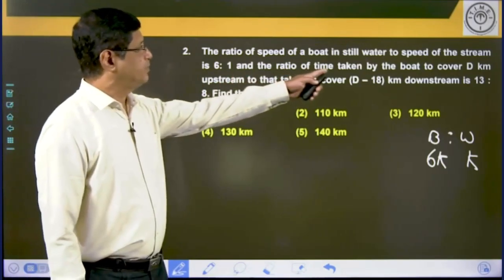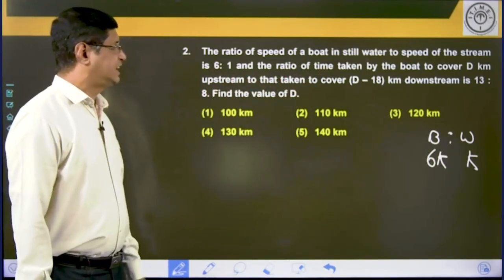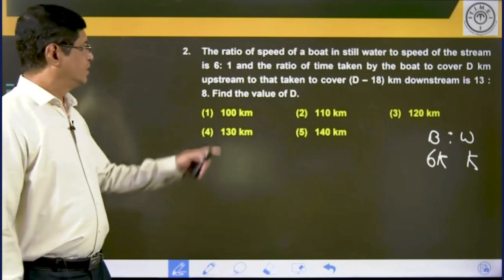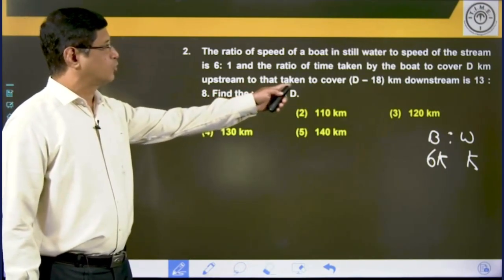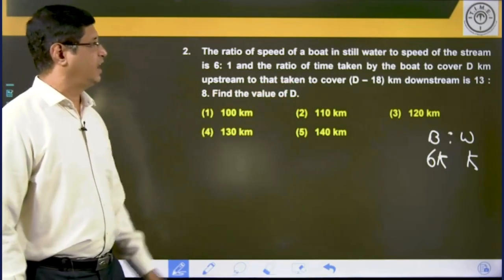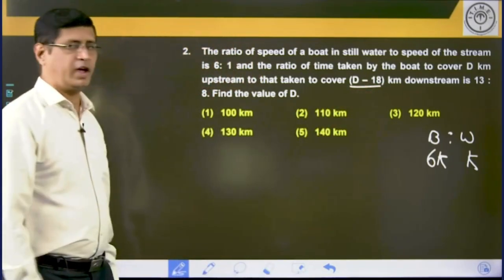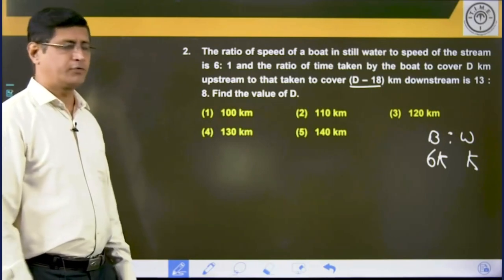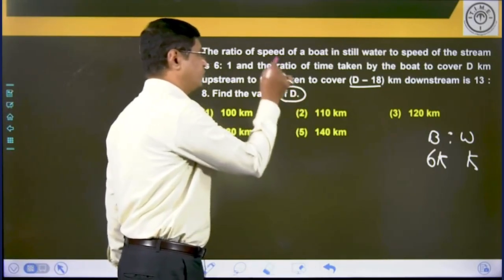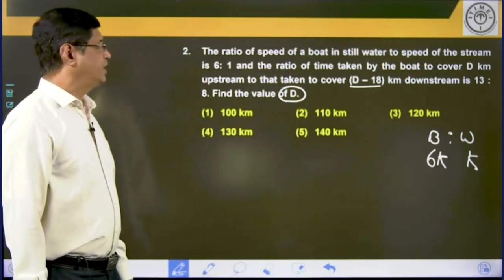The ratio of the time taken by the boat to cover d kilometers upstream to the time taken to cover d minus 18 kilometers downstream is 13:8. Then find the value of d. The value of d is to be found. So what is given here?